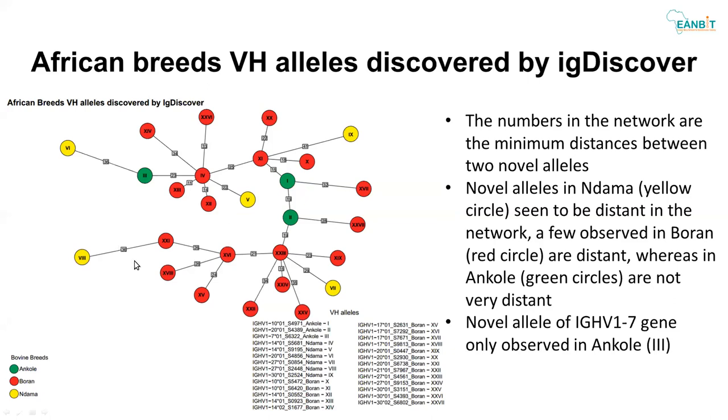From this network, you see that the numbers are the minimum distances, and in yellow we see novel alleles from the Ndama breed, which seem to be very distant as compared to Boran in red circle, where some are a bit distant and others are less distant. But in Ankole in green, we see that they're not very distant. We also observed that a novel allele of the V17 gene was only observed in the Ankole breed.